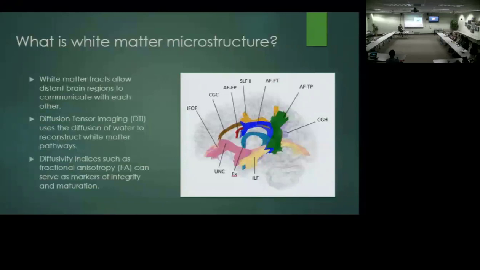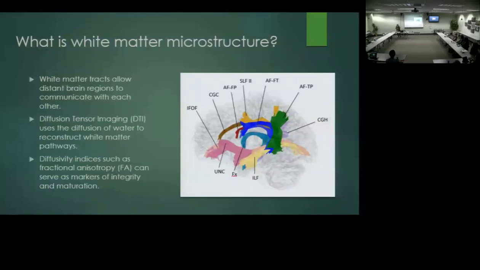We also did a follow-up study looking at white matter microstructure. I'll talk a little bit about that. The white matter tracts are really like the telephone wires of the brain, right? They're connecting up different brain regions and allowing them to communicate with each other, even if they're spatially distant. Diffusion tensor imaging is an MRI technique that allows you to reconstruct those pathways using the diffusion of water in the brain. So it's very cool.